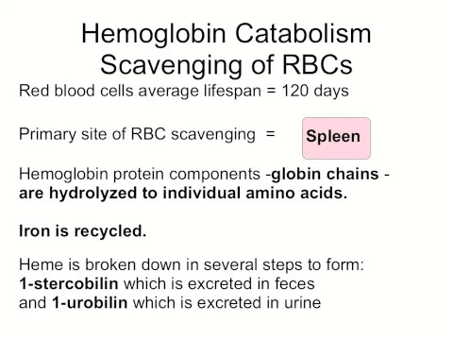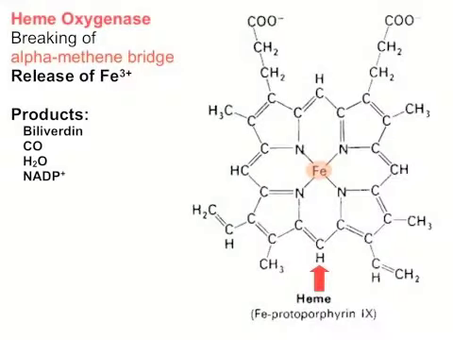Let's look at this pathway. The first thing we're going to do is break the alpha-methane bridge that is shown by the red arrow. This is done by heme oxygenase. When this happens, we have a release of ferric iron, and the products of this reaction are a small molecule called biliverdin, carbon monoxide, water, and NADP+.